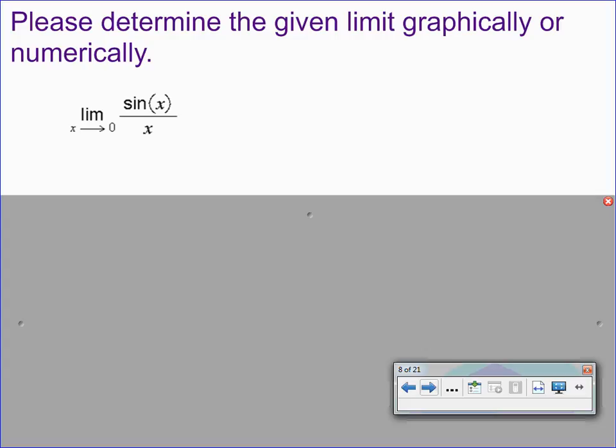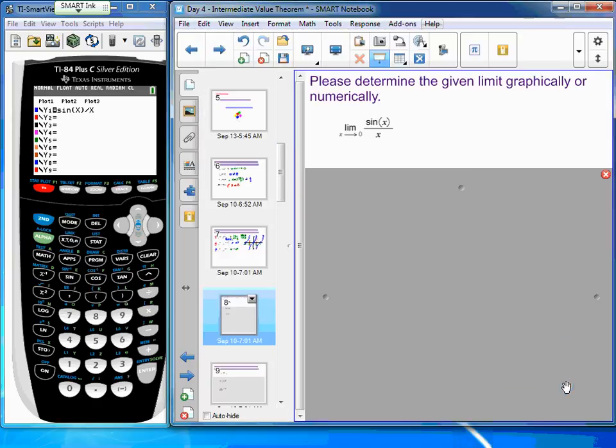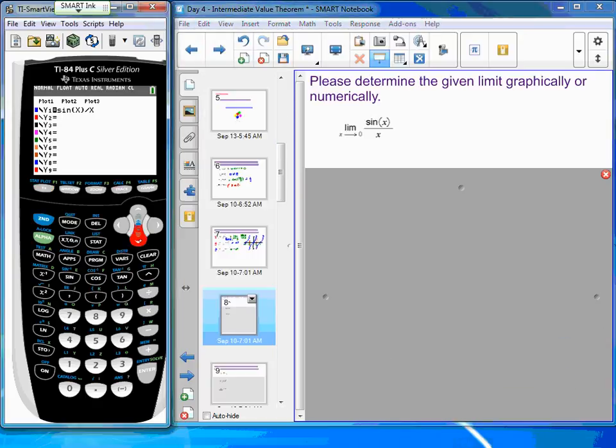So everybody, this is one I do want you to take a look at on your graph. If everyone would kindly go to your graphing calculator. In your graphing calculator, we're going to enter y equals sine of x, close input, all over x. So on my graph, I've got sine of x over x.